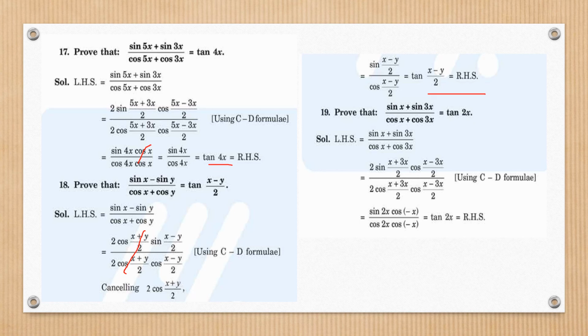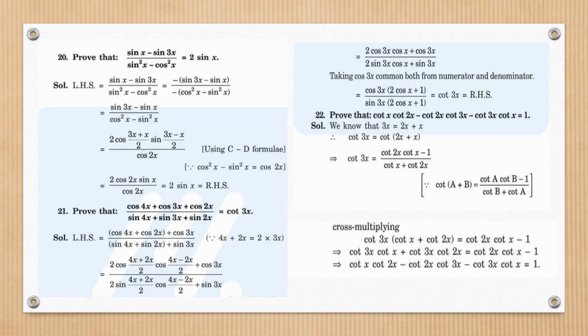In number 19, sin plus sin is 2 sin((a plus b)/2) cos((a minus b)/2), and cos plus cos is 2 cos((a plus b)/2) cos((a minus b)/2). So cancel the common terms and you get tan 2. In number 20, it is sin minus sin at the top. Again, we don't want unnecessarily negative signs, so take the negative sign common from both numerator and denominator. The denominator changes using the formula for cos 2x, and here it is 2 cos((a plus b)/2) sin((a minus b)/2). So cos 2x changes and we get 2 sin x as the answer.